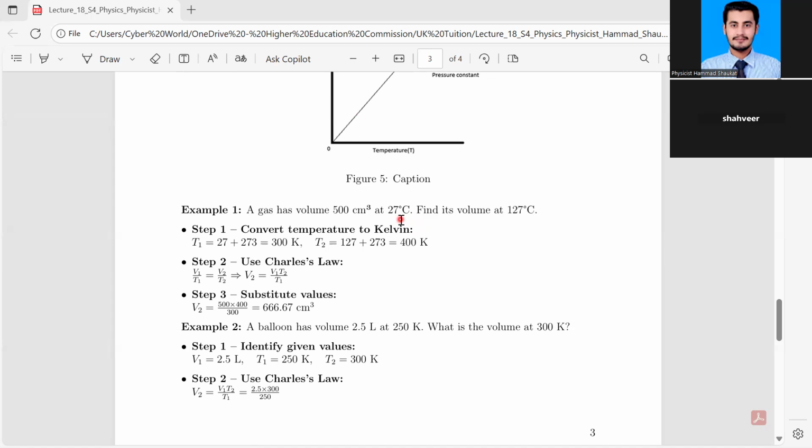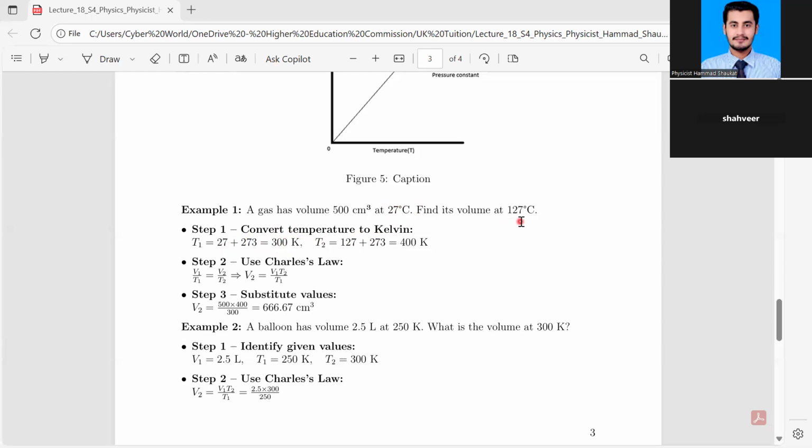There is a formula to convert Celsius into kelvins, which is you just have to add the value of your degree Celsius with 273. So the value in degrees Celsius is 27. What you have to do, you just have to add 27 with 273. You will get your answer in kelvins and you will get 300. Now your initial temperature, you do not take 27 degrees Celsius. Instead, you have to take 300 kelvins. So this is the value of T1.